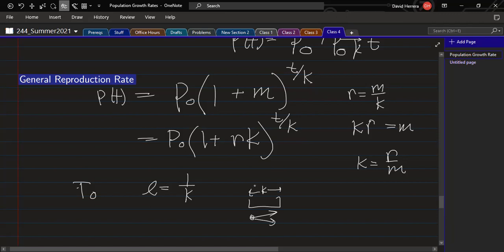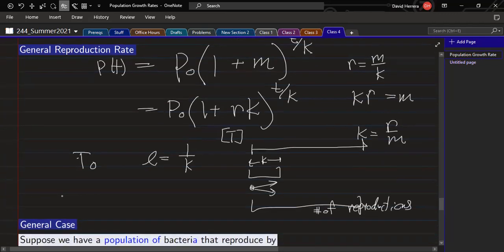1 over k is going to be the number of ks that fit into a single unit of time, t. So remember our units of time t. So it's going to be the number of reproductions that happen over a particular interval. So we can say P of t is P naught times (1 plus r over l) to the lt, where k and l are reciprocals.